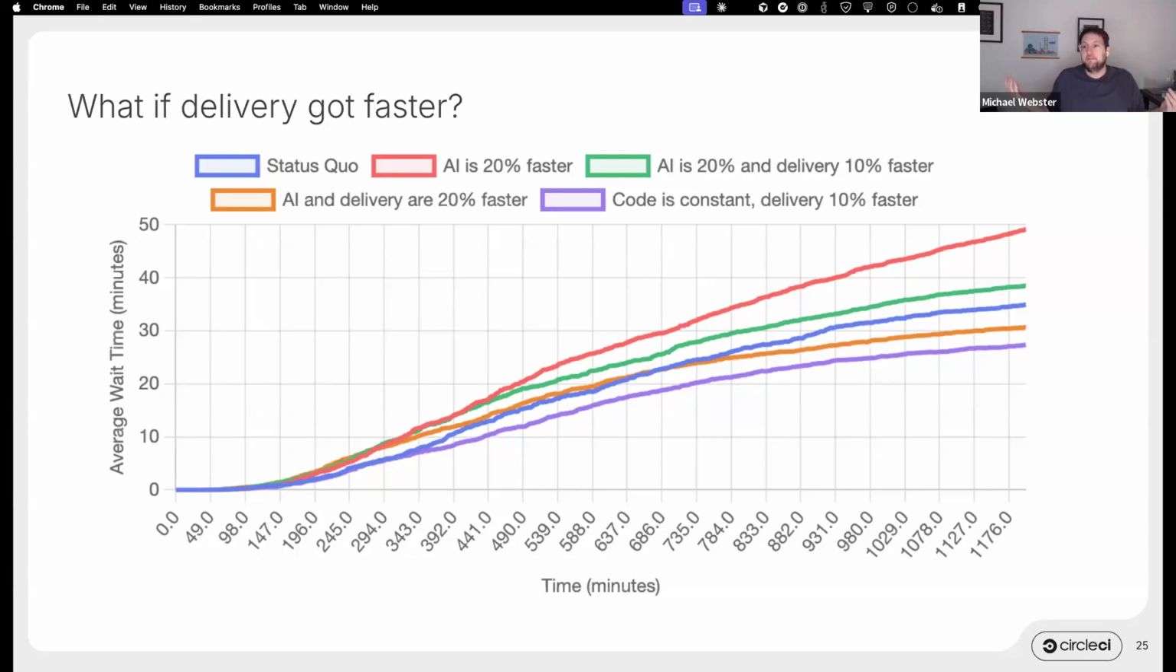So even if you assume the value of AI is zero, that it provides you no benefit to writing code, just making your delivery system faster is going to reduce the amount of time that you're spending waiting for work to go out into production, right? So what that translates to is more attempts for you to deliver value to your customers in a given window of time, with relatively modest increases in your delivery velocity.